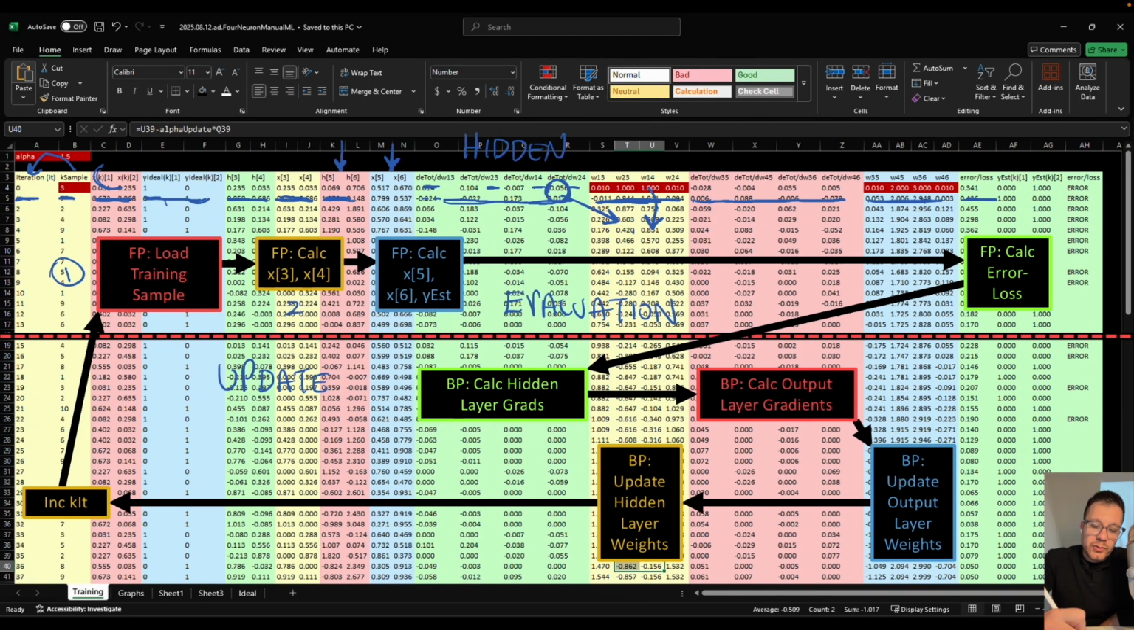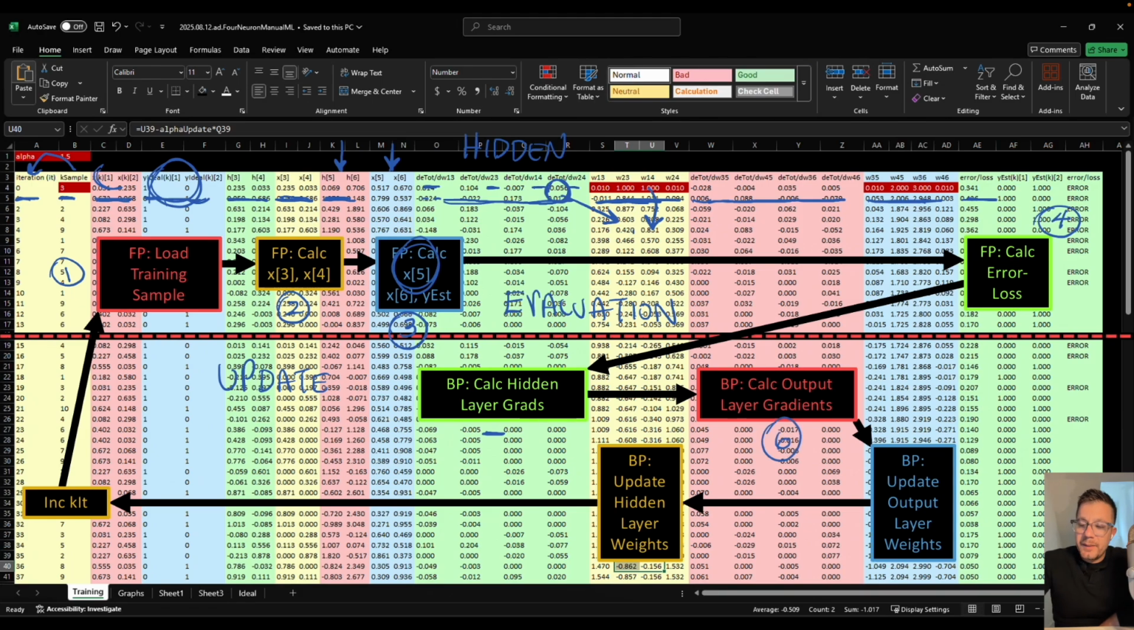We then move over to the box in yellow where we calculate the states of the hidden layer. We then calculate the state or states of the output layer. We calculate the appropriate error or loss by comparing these states to the ideal values. After that, we calculate the hidden layer gradients, right? The partial derivative of the total error with respect to the hidden layer synapse weights. We do the same thing for the output layer.